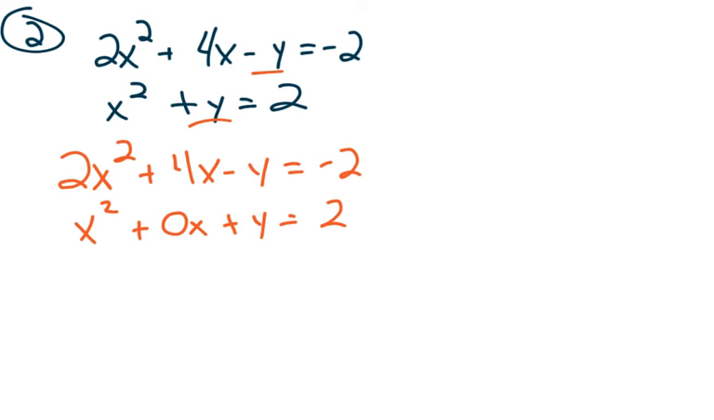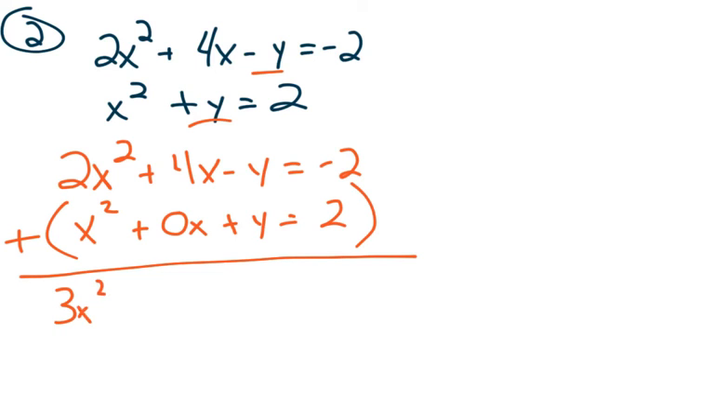Okay, so when we do our adding or subtracting, and in this case, again, we have different signs, one negative, one positive, that means we are going to add the two equations together. So add straight down. 2x squared plus 1x squared is 3x squared. 4x plus 0x is still 4x. Negative y plus y is 0. And negative 2 plus 2 is also 0.